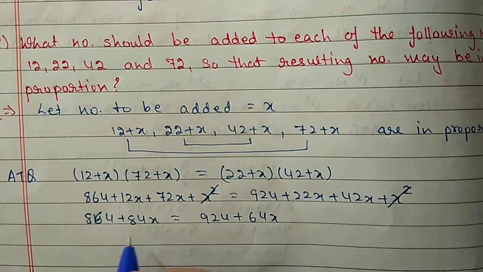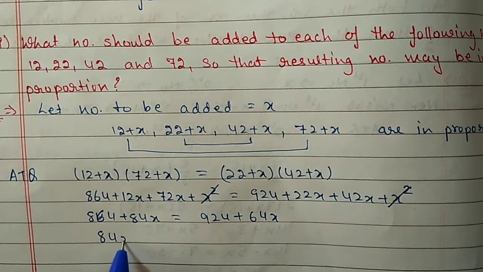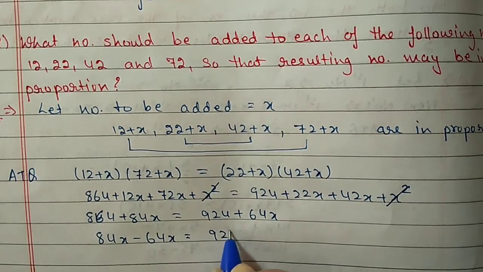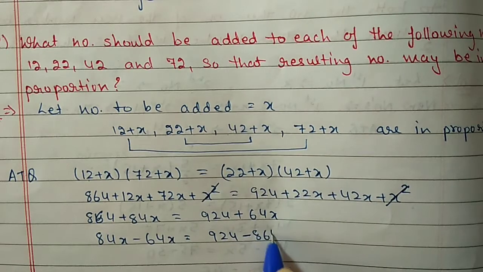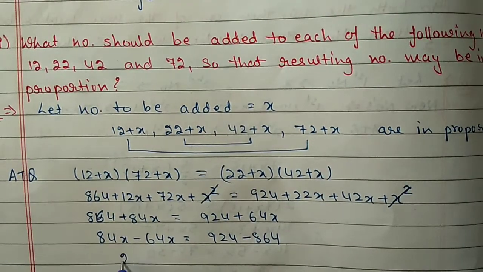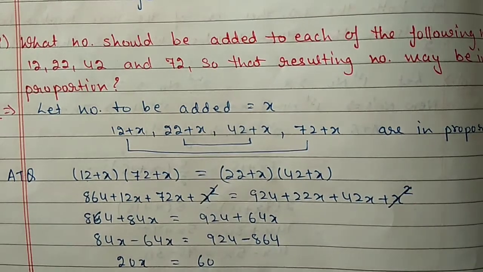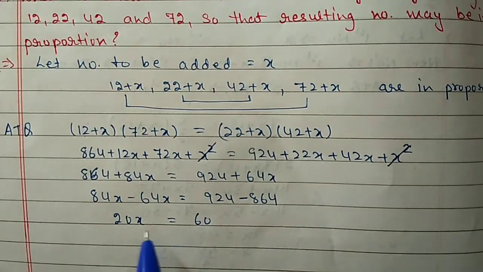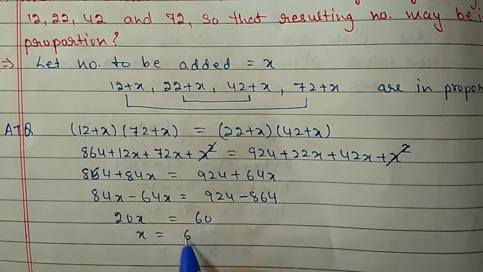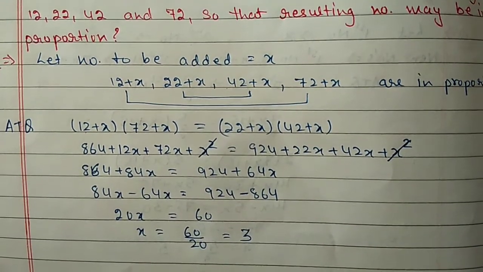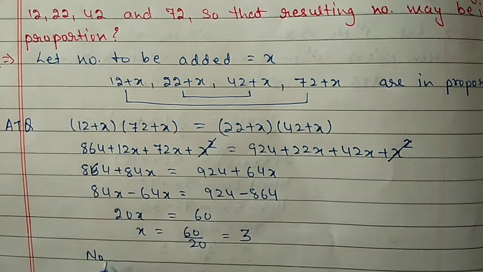So we can shift x to one side. 84x minus 64x is equal to 924 minus 864. So here we will get 20x is equal to 60. 20 also we can shift to the other side. So x value will be 60 divided by 20 means 3. So the number to be added is 3.